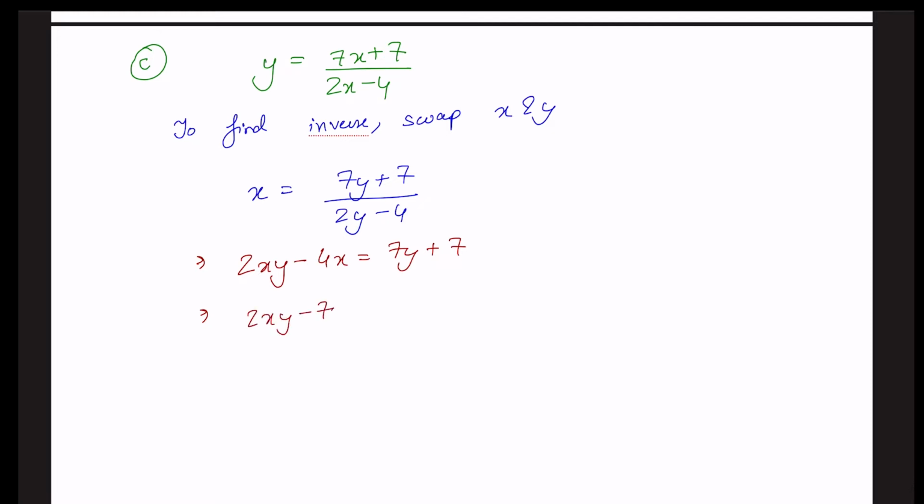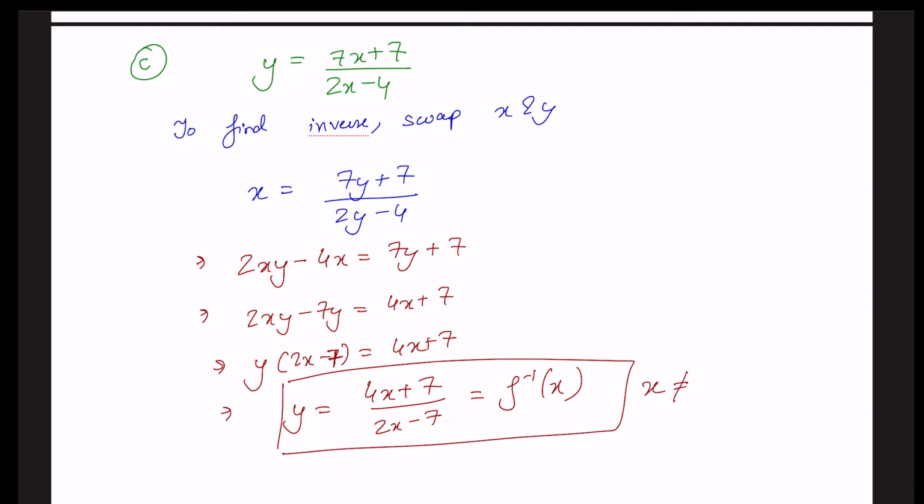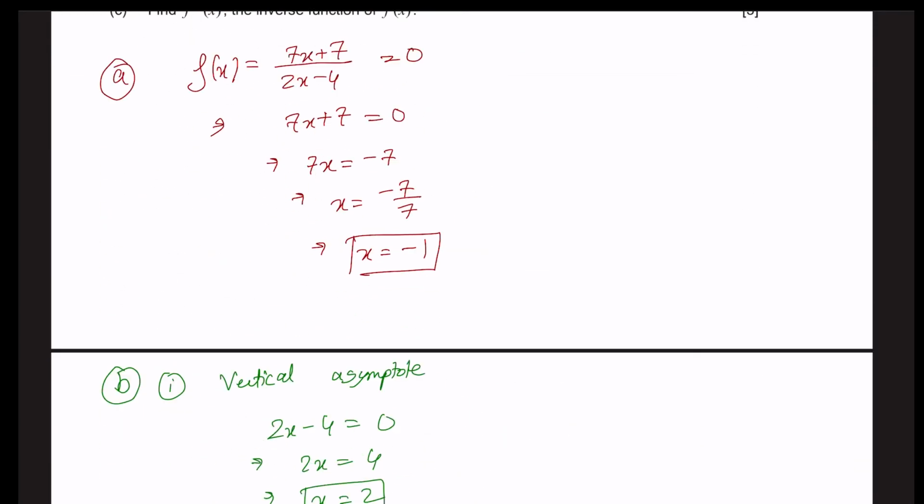2xy - 7y equals 4x + 7. We can take y common. There's (2x - 7), sorry, (2x - 7) will give you 4x + 7. So y would be (4x + 7) divided by (2x - 7). So this is your inverse function f inverse of x. And here the only condition is x cannot be equal to 7 over 2. And that's all of the answer to question 2.